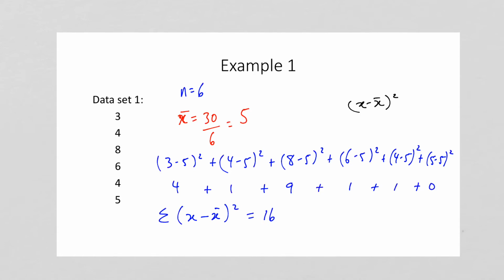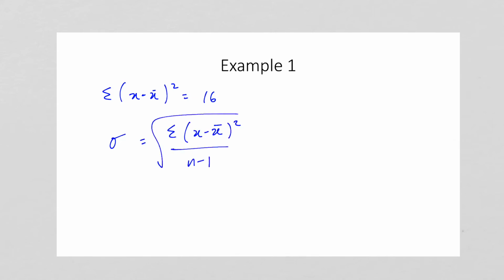We're almost there. Let's go to the next page just to give ourselves some more room. So we had the sum of x take away mean squared is 16. I know that my standard deviation is equal to that over n minus 1 square root. We can go to my n minus 1. N was equal to 6, so n minus 1 is equal to 5. And then I can start plugging my numbers in. So this is this, and this is this.